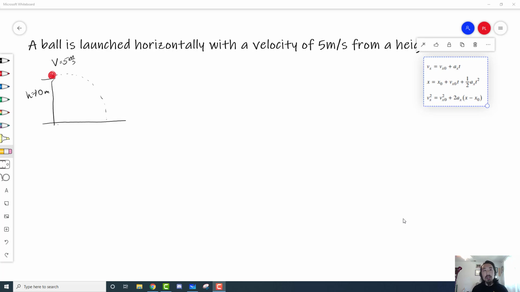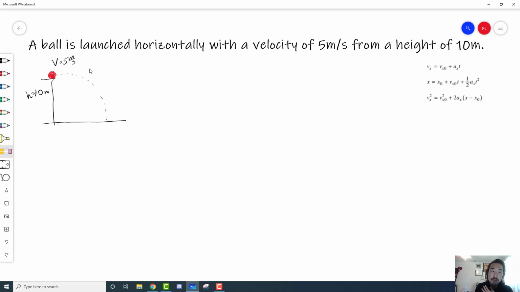So, in this scenario here, we have a ball that is launched horizontally with a velocity of 5 meters per second, and it's released from a height of 10 meters. Okay, so the very first thing that I did is I sketched out the scenario, and trust me when I say that sketching out the scenario really does help, because it helps organize your thoughts, and visually you can see what's going on. I think it's pretty effective.